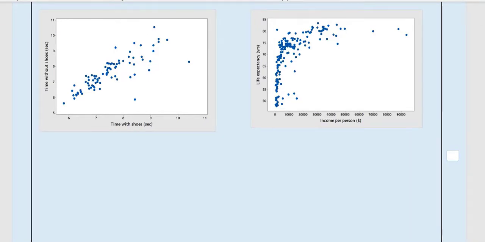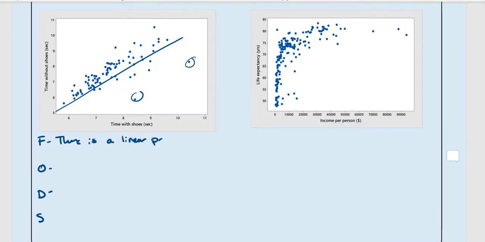I always start by writing out FODS. Now for form, if we look at this first one here, this is pretty linear. Yeah, there's some stuff going on over here, but for the most part, everything else is linear. So we're going to say there is a linear pattern.